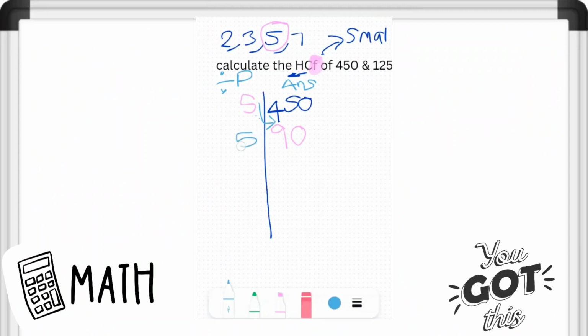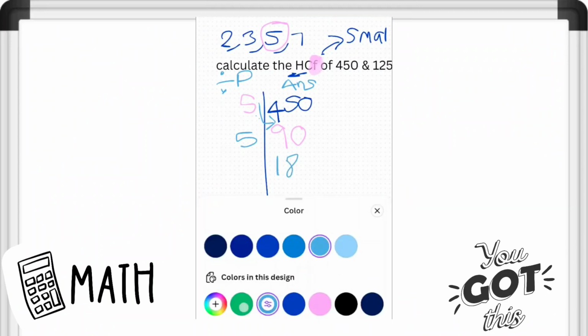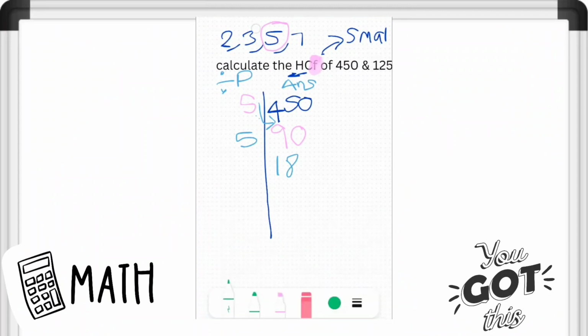So 5 can divide into here. 90 divided by 5 gives me 18. Again, I look for which one of my factors can go into 18. That is 3. Now, you could have started with 2, 3, 5, 7, whichever one can go into it without a remainder. You're still going to get the same answer at the end.